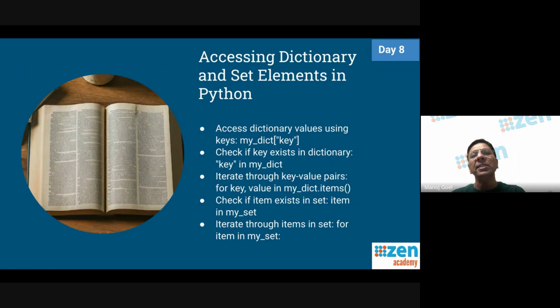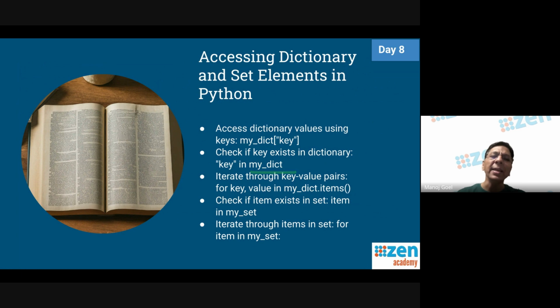Accessing dictionary and set elements in Python. So access dictionary values using, like this is a mydict, using the keys. If it is a dictionary name and you have these square brackets, within double quotes you put the key name. This is how you access the elements from within a dictionary. Check if a key exists in the dictionary: if key in mydict, right?